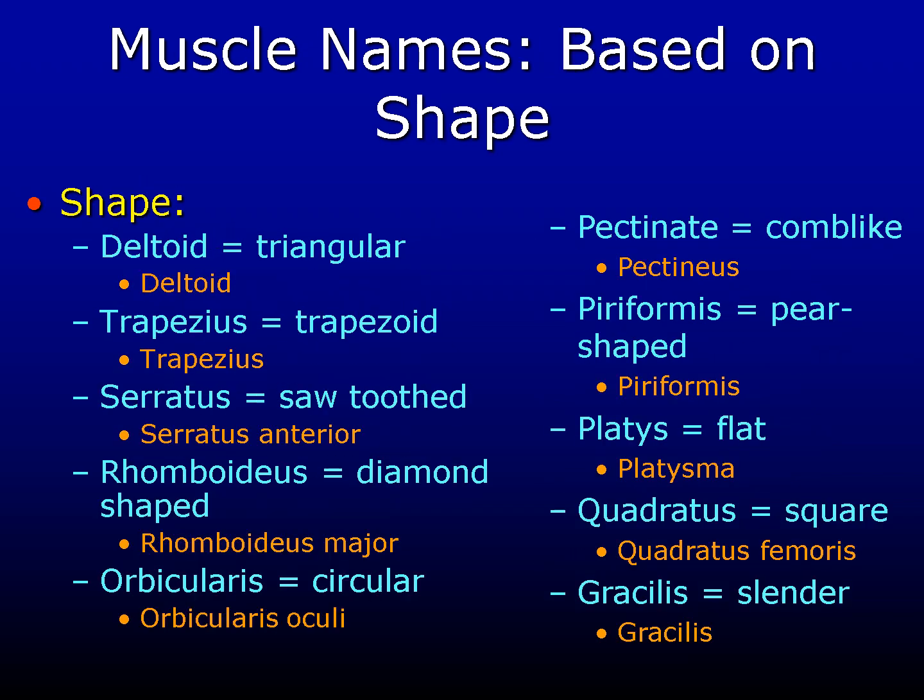Muscles are sometimes named based on their shape. This will help you when you are trying to identify muscles when dissecting. If the muscle you are looking for has orbicularis in its name, then you know you are looking for a circular muscle. Platys refers to flat muscles. Gracilis means slender. Trapezius means the muscle is shaped like a trapezoid.